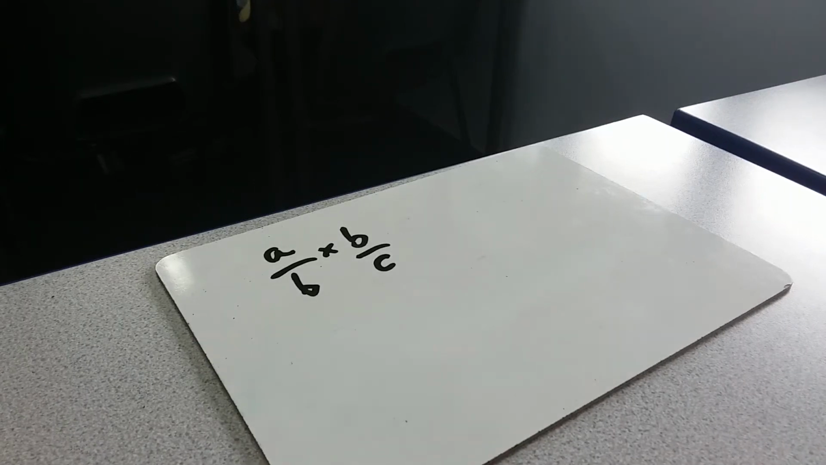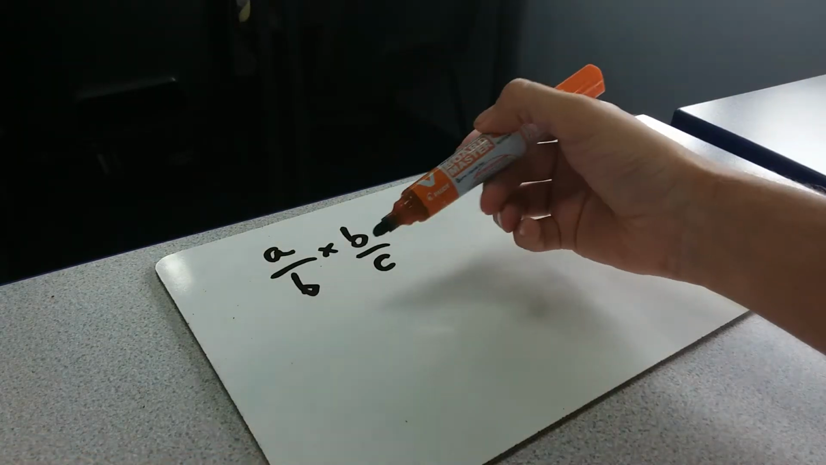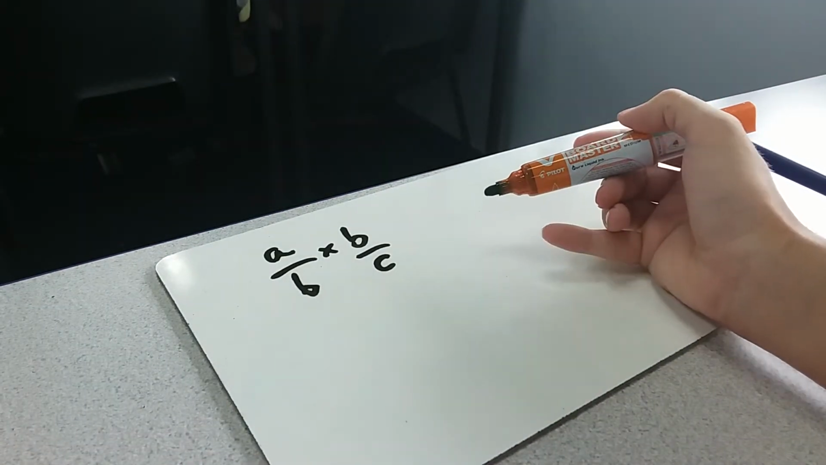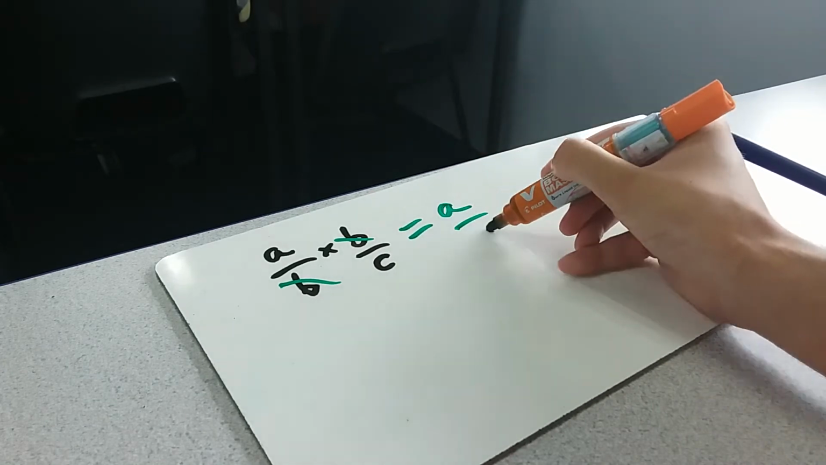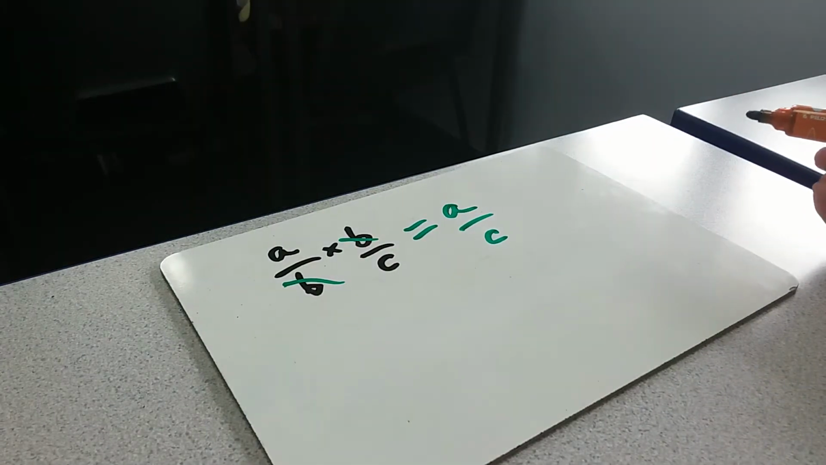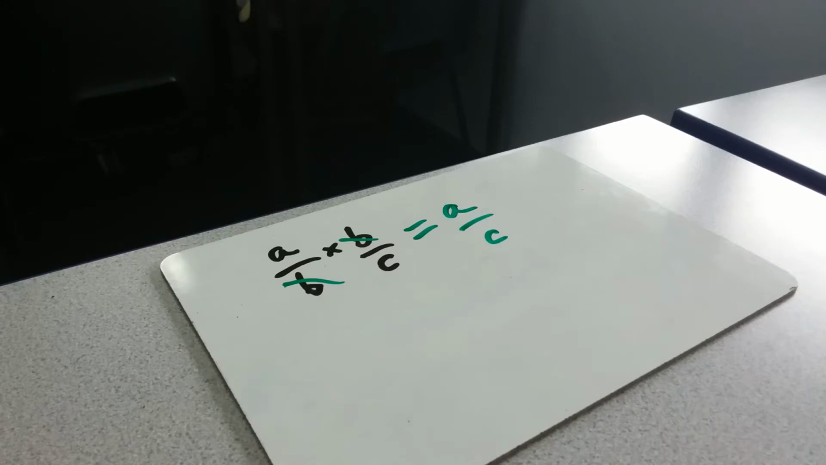This is going to be the introduction to the chain rule. So here we have some fractions. We've got a over b times b over c. Now with these, it's a bit like the b's are going to cancel and we'd be left with a over c. We're going to use the same idea but with some differentials around.